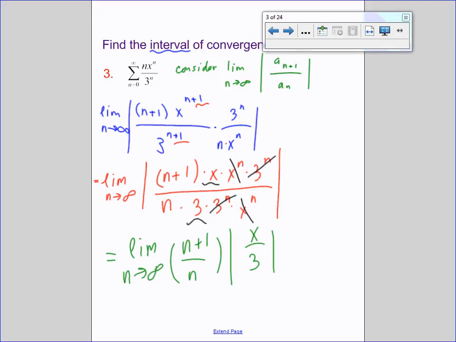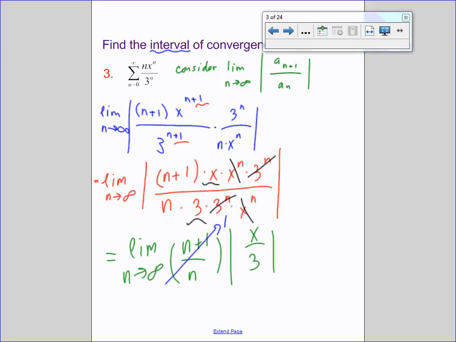We could also just do end behavior, or break this up as n over n plus 1 over n. N over n is 1. 1 over n would go to 0. 1 plus 0 is 1. So either way, this whole thing goes to what? 1, times this algebraic expression, x over 3.